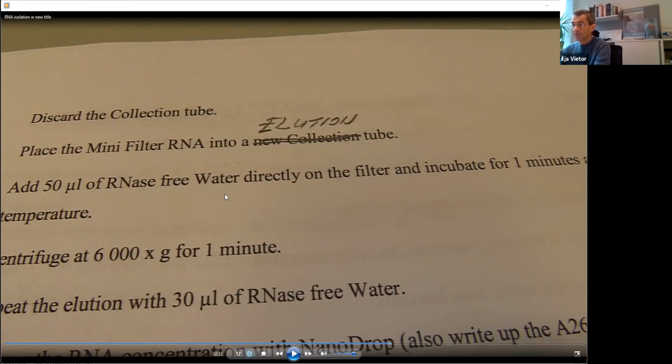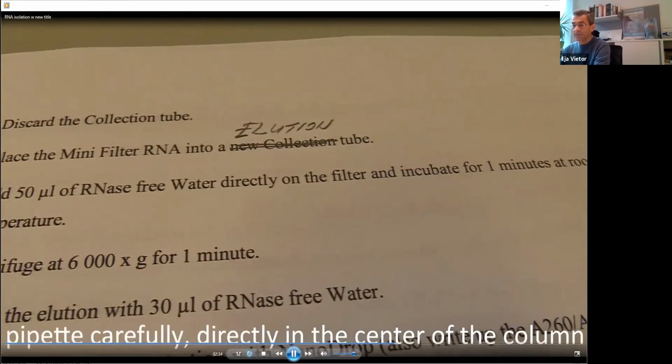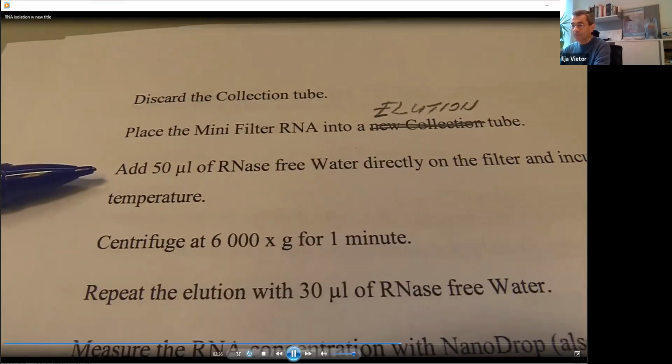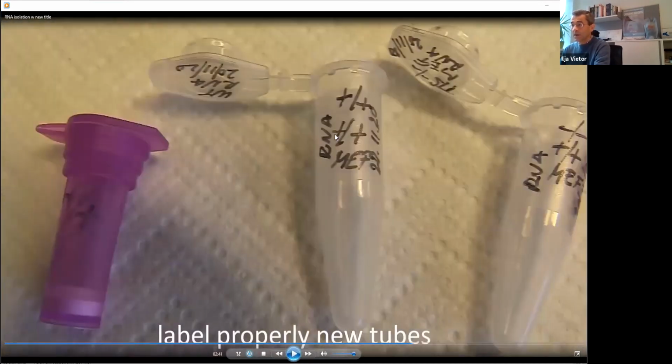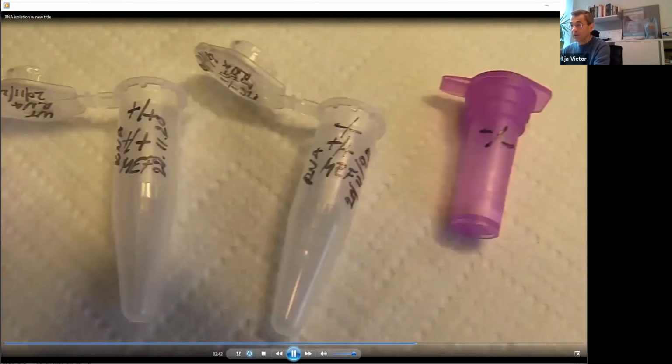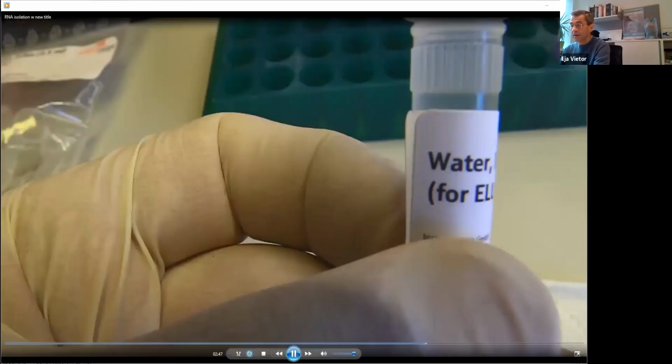Always wear gloves in all steps, and don't even try to talk above the samples, because you can also contaminate them with saliva. Elution: once again, label your tubes properly, because this will be saved for the next step, which is the cDNA. And when it is stored at -20, you can store the RNA for a longer time.